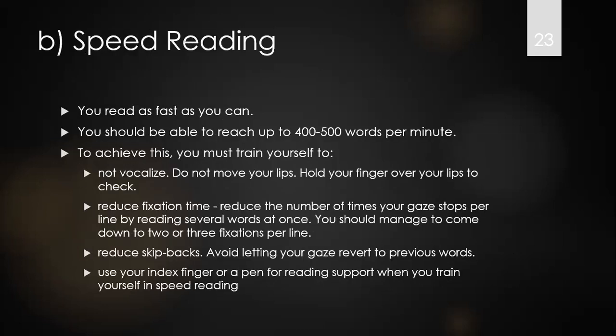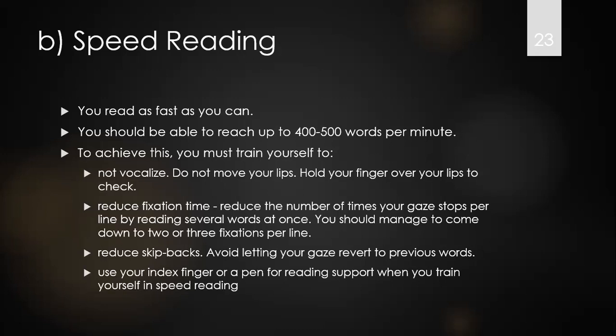Okay. Next is speed reading. You read as fast as you can. You should be able to reach 400 to 500 words per minute. To achieve this, you must train yourself not to vocalize. Do not move your lips. Hold your finger over your lips to check. This is how you practice speed reading. Reduce fixation time.